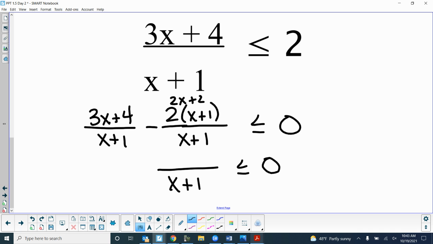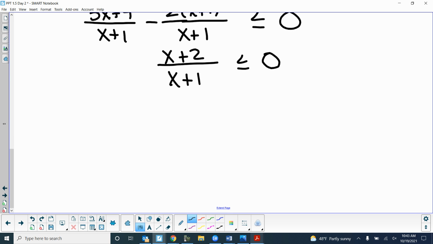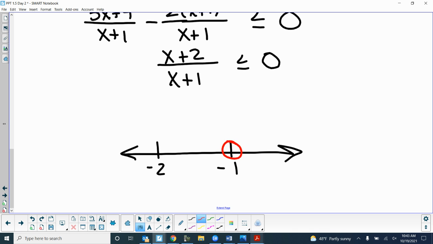What's 3x minus 2x? What's 4 minus 2? Easy to get my critical values. What are they? What are my two values? Thank you. Negative 2 for the top, negative 1 for the bottom. At negative 1, it has to be a what? Circle, open, right? We got equal to there, so at the negative 2, it's solid.